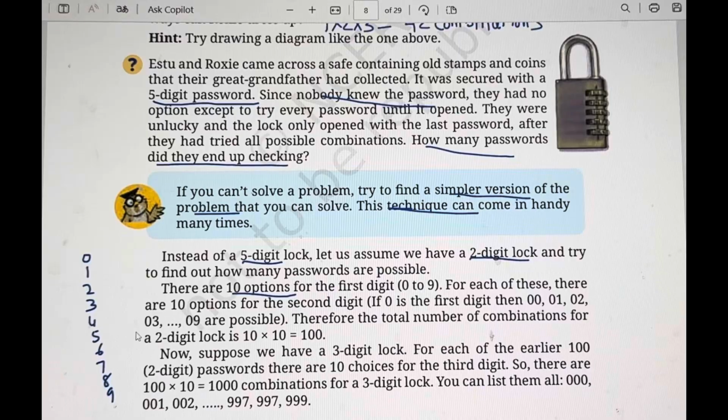10 options are possible. Why 10? Because 1, 2, up to 9, and the 0. You can start with a 0. Right? So 10. Now 0 to 9 first digit.